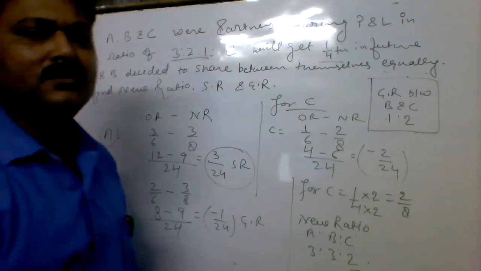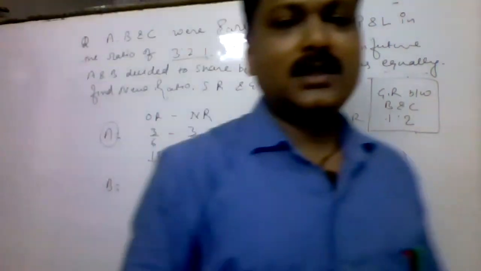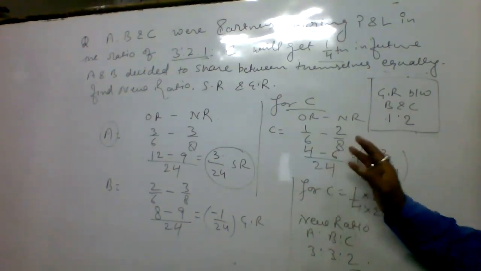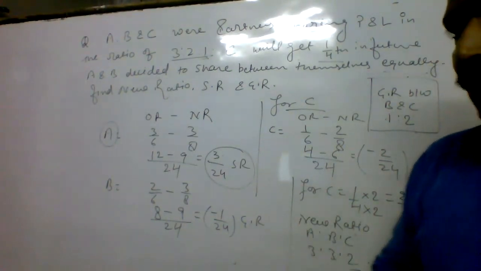Students, you can note it down. If there is any confusion, you can ask. In front of you, these are the solutions. This is the gaining, new and old ratio. How to calculate? Just note it down.